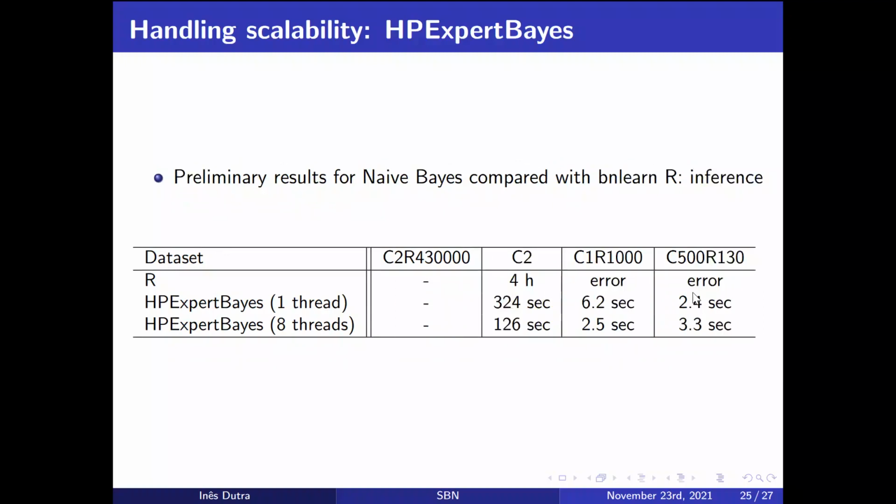And to do inference, we can also do much faster inference, and R cannot do inference if you don't use all the classes in the test sets that you used in the training sets. And R took 4 hours to do the inference in this data set here, C2, while ExpertBayes took 324 seconds, or 126 seconds using 8 threads. These entries here are empty because this data set was used only for training. It was not used for testing or inference.